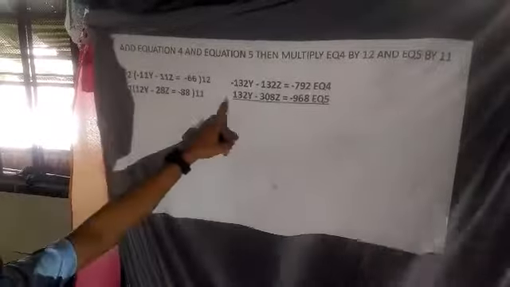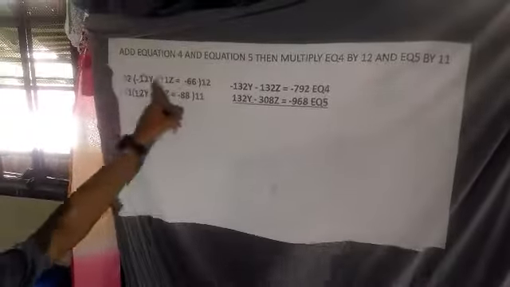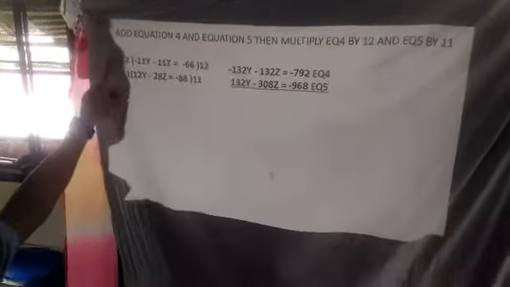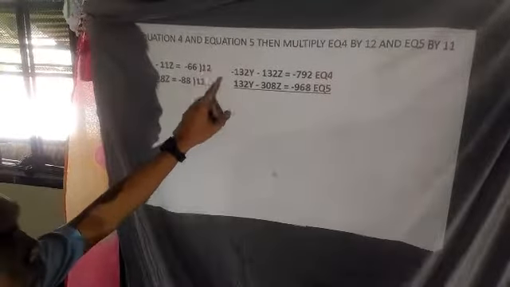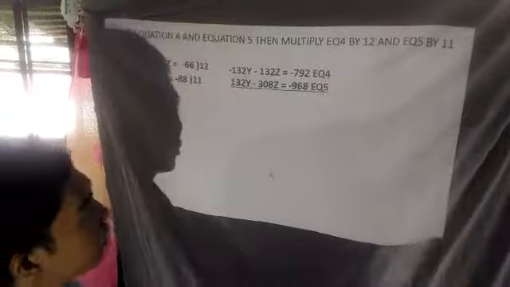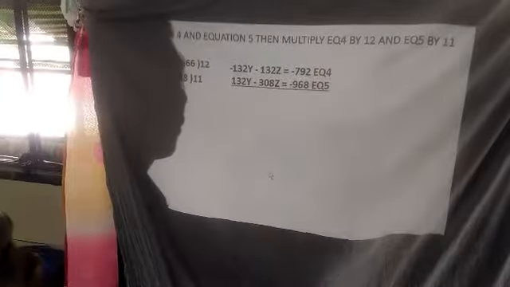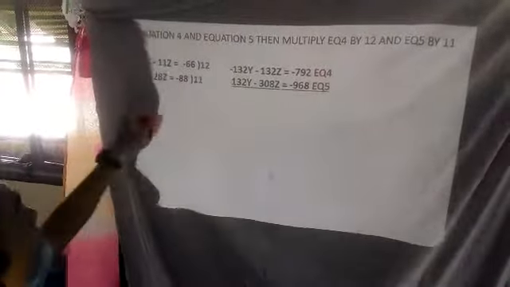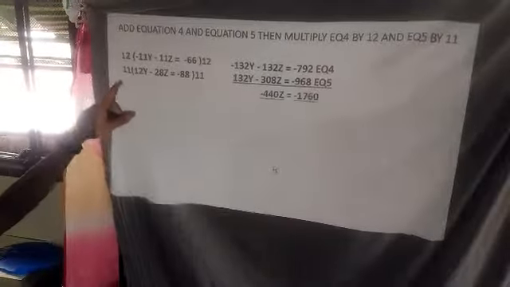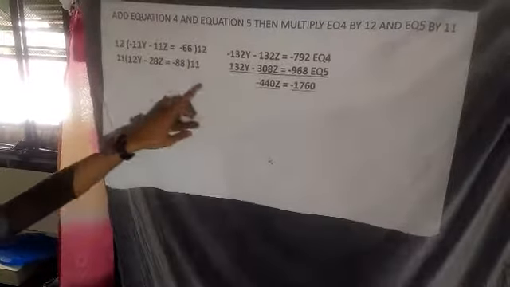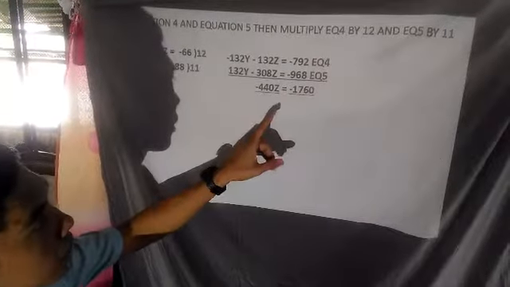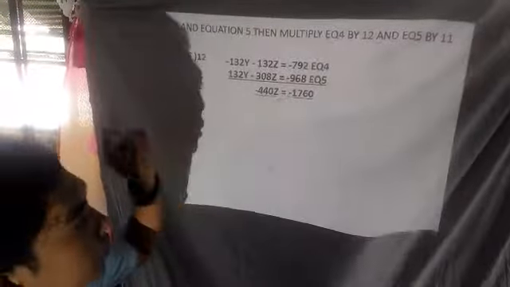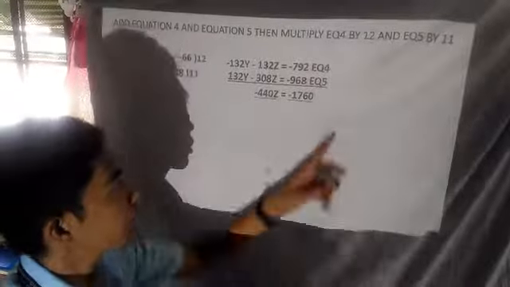so we get the result of multiplying both sides by 12 for equation 4. So we get negative 132y minus 132z equals negative 792, for equation 4. So multiply both sides by 11 for equation 5. So we get 132y minus 308z equals negative 968, so our equation 5.